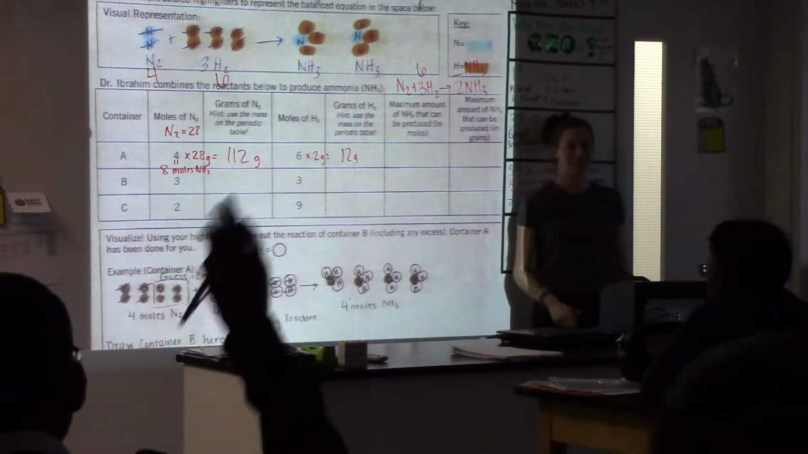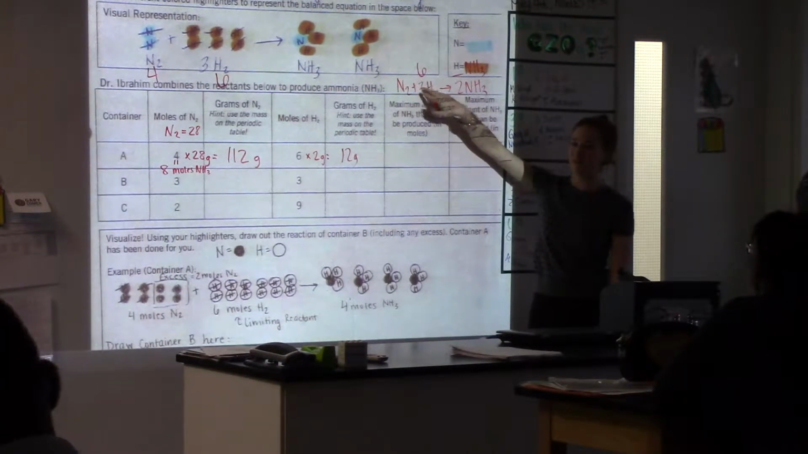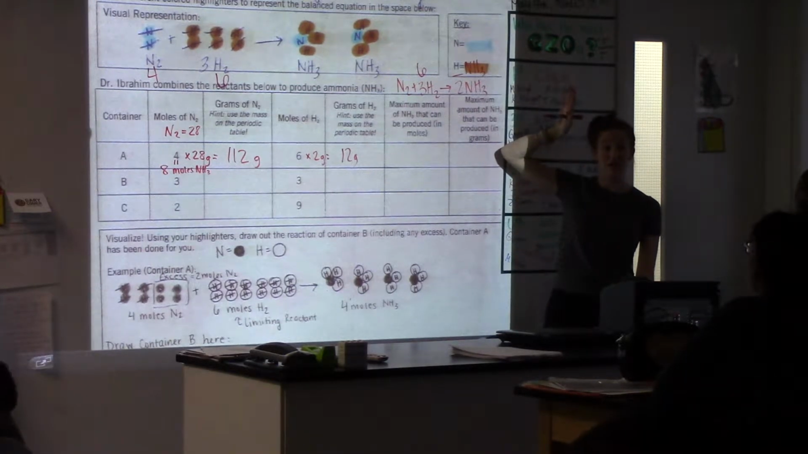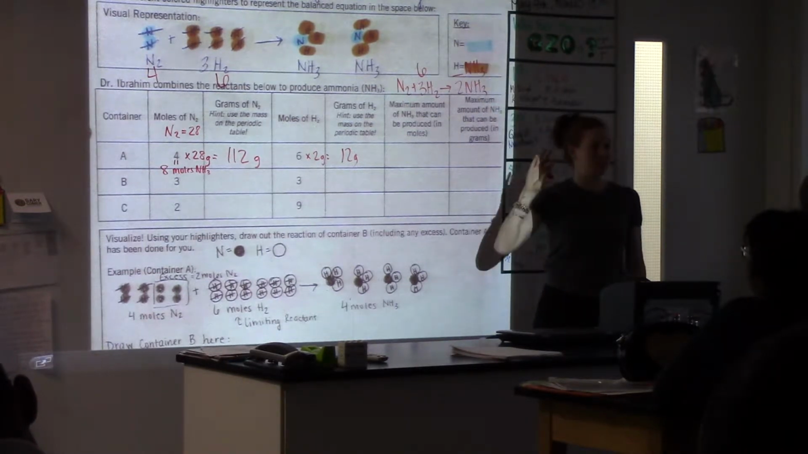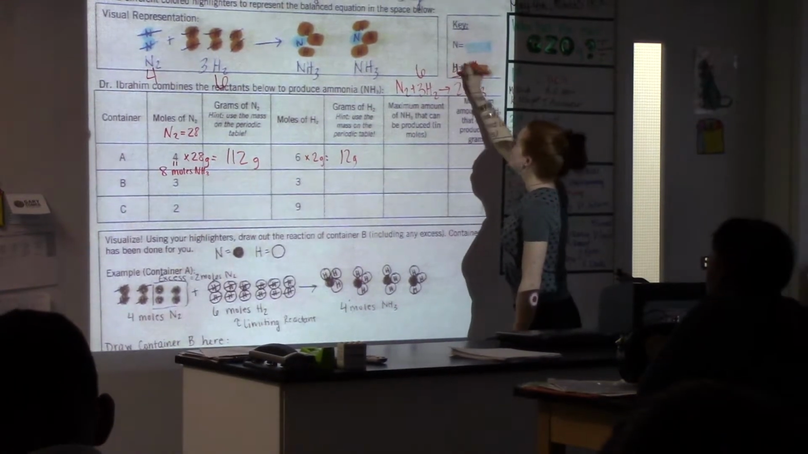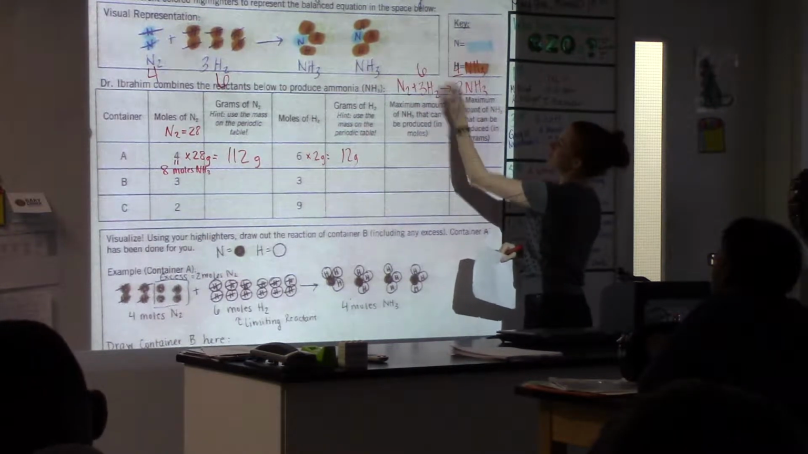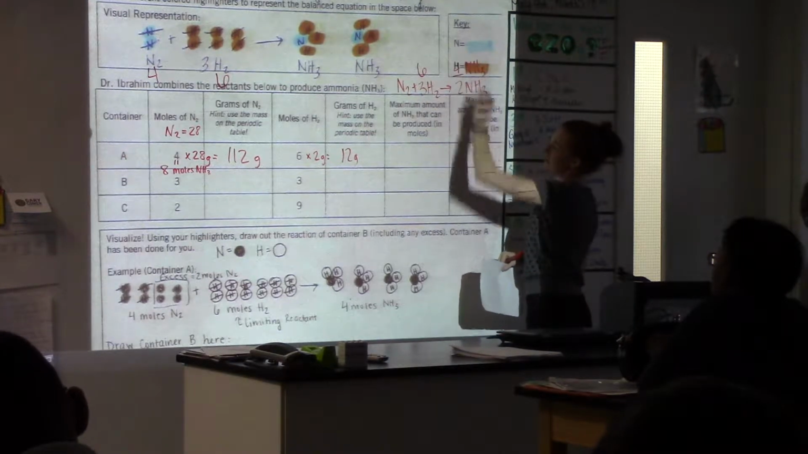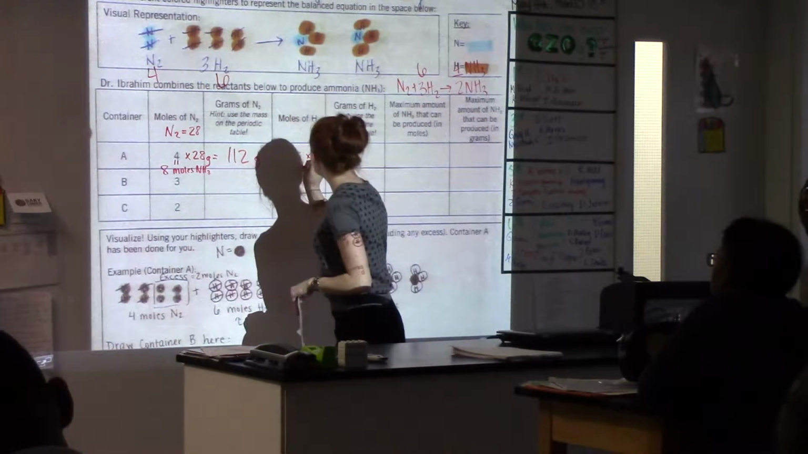Look at your ratio. It's a 3 to 2 ratio. For every 3 of these, I make 2 of these. So if I have twice as many here, how much NH3 would I make? 4. Good. That's your mental ratio. If I have 3 for every 2, then if I have 6, I'm going to make 4. So I can make 4 NH3s here.